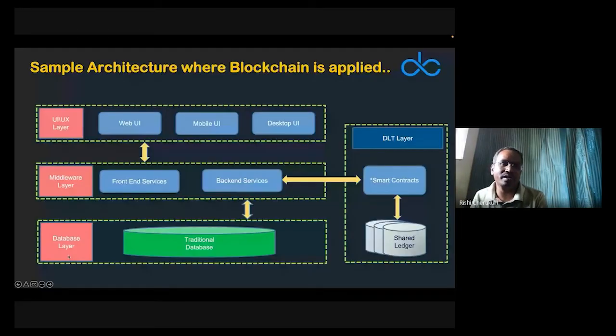This is a sample UI, showing how the user interface layer talks to the middle layer where there are some services. You have probably heard about front-end to back-end, front-ends for back-ends, backend services, microservices, web services, a lot of these things, right? And then the database layer of the application. So this is one sample architecture. Backend services decide whether to talk to the traditional database or to the distributed ledger of the application, right?